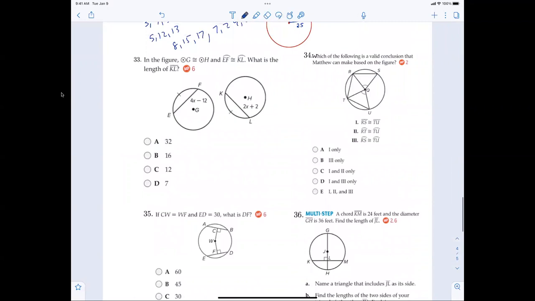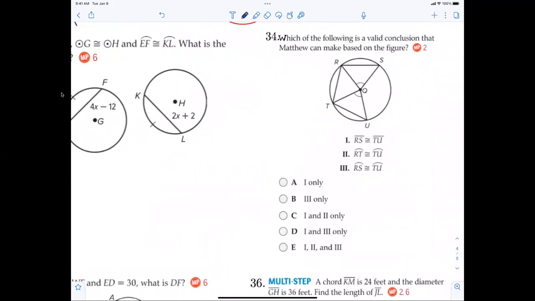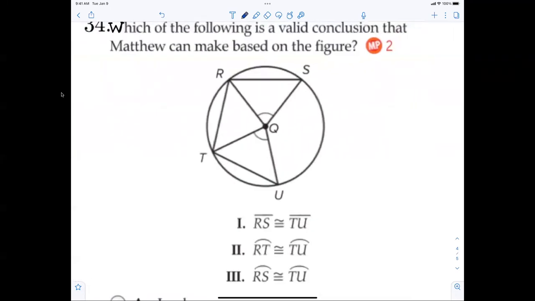All right, let's look down here at 34. Which of the following is a valid conclusion? All right, so I know that TQU is equal to RQS. Do we agree with that? So because of that, what's true? Let's not look at our answers. What must be true just based off of that information? Someone tell me.